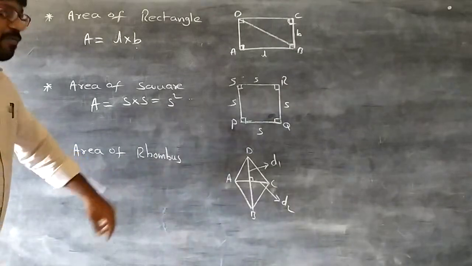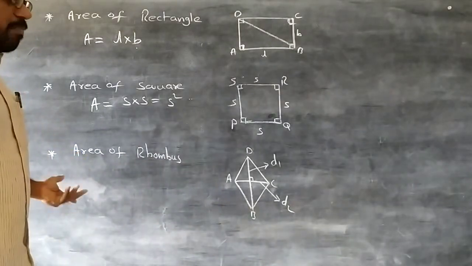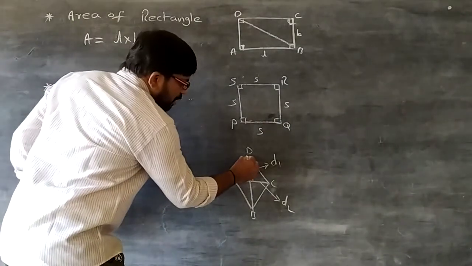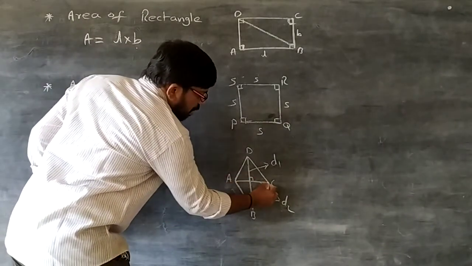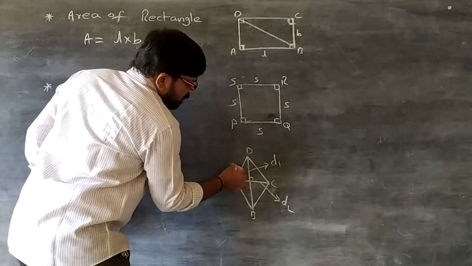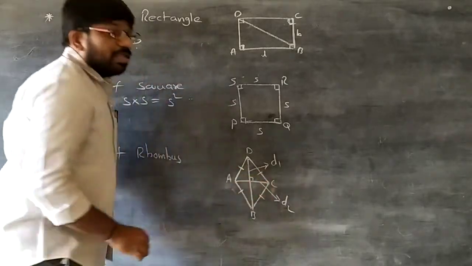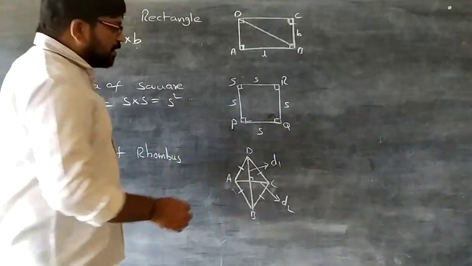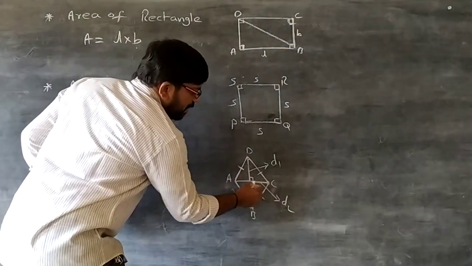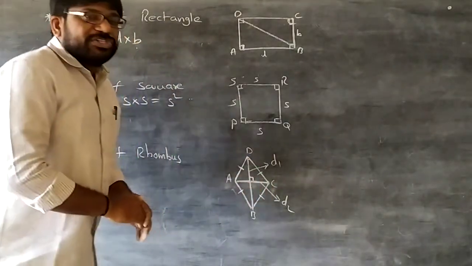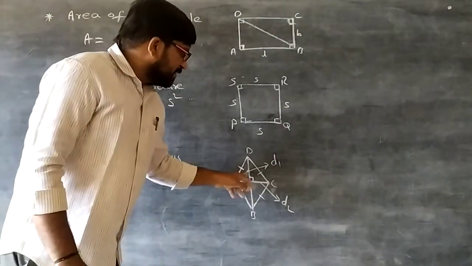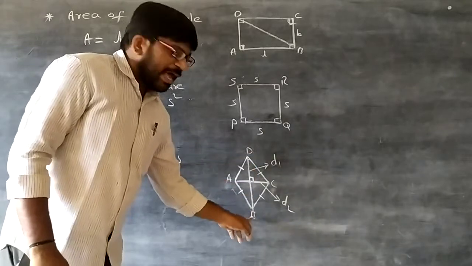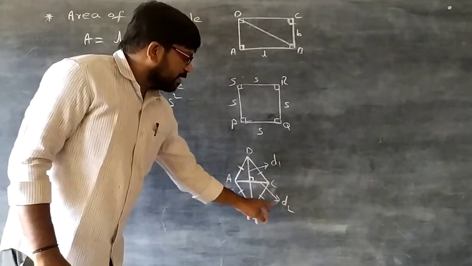Next to area of rhombus. So what is the definition of rhombus? In quadrilateral, if all sides are equal, right? Then that is called rhombus. In rhombus, all sides are equal, right? And the diagonals perpendicularly bisect each other, right? So BD is D1, the first diagonal, and this is the second diagonal.